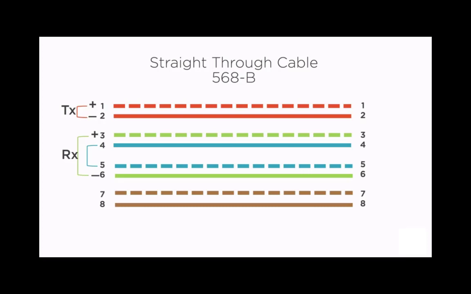Now I will show you in a graphical, pictorial way. The first one is white orange, then orange, then white green, then blue, then white blue, then green, then white brown, and finally brown. This is our connection. We can use the remaining pins for some other purpose. I will discuss that in a future video on PoE, power over Ethernet. So we can use the other remaining pins for Power over Ethernet functionality.